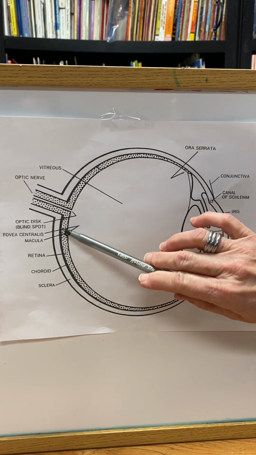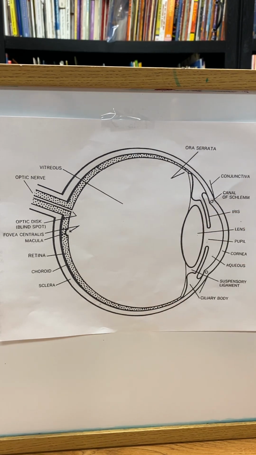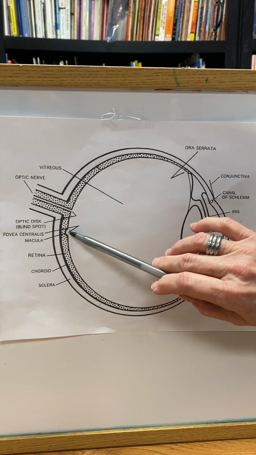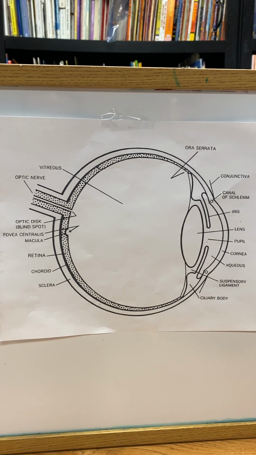The macula is located here. This is a small area in the center of the retina that is composed mostly of cone cells. It's responsible for a person's central vision, color vision, daylight vision, and detailed visual perception. This area may be affected by the disease macular degeneration. The fovea centralis is located in the macula, and it has the highest density of cones.